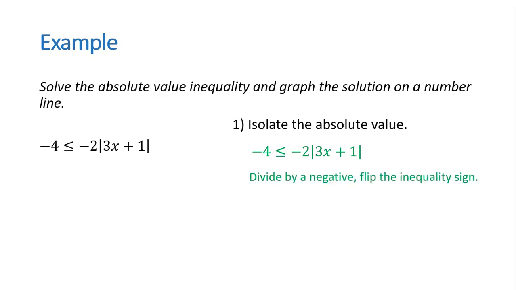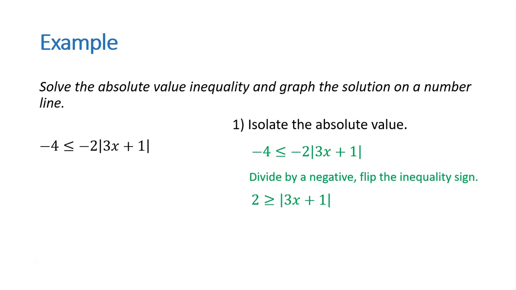So we divide both sides, but this is an inequality. We're dividing by a negative, so when we divide it, we flip our inequality sign. So now we have 2 is greater than or equal to the absolute value of 3x plus 1. Well, this seems like a problem. We've been dealing with less than or equal to. This is greater than or equal to. Well, it's actually not a problem because we have that trick from the previous example.